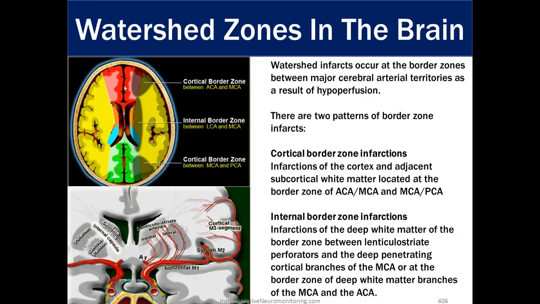Red is your ACA, or your anterior cerebral artery distribution area. Yellow is your MCA. Green is your PCA. And we can see these borderline areas, the ones that are in between the two areas, are the most prone to injury during times of ischemia. That's because the branches of the arterioles are so small and the pressure getting into those areas is much less. So you need an increase in pressure to perfuse those areas.